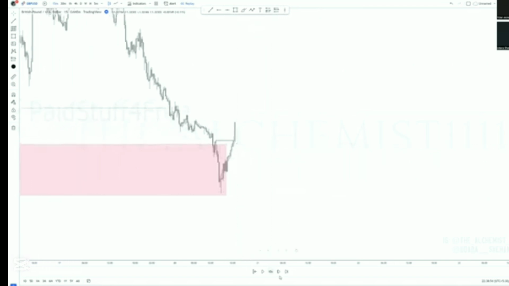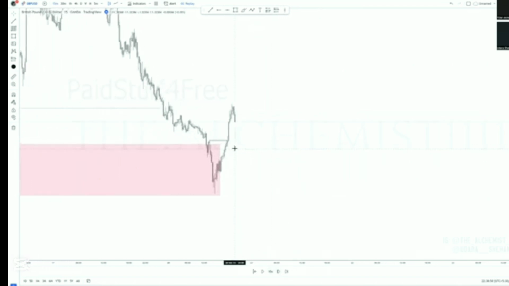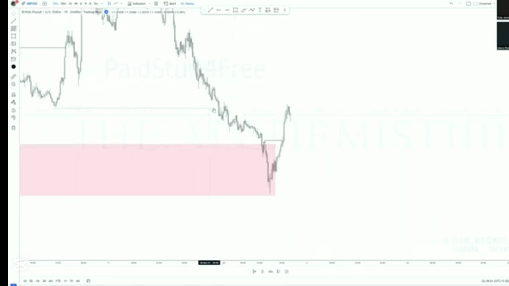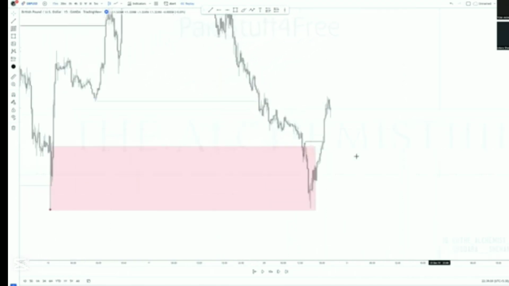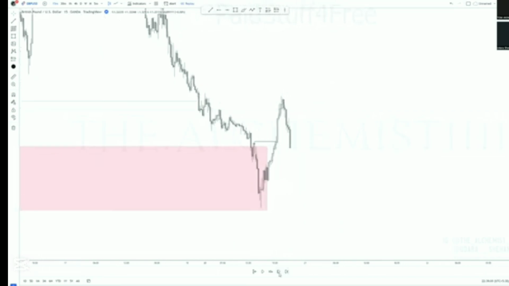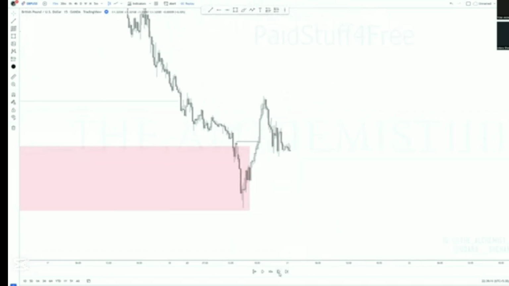Look at the time. It is 8 a.m. my time, 8 p.m. my time. So that is too late in the day. That is 3 hours after New York, so it's too late in the day. So let's wait for the next day's Asian session to end, and let's look for a setup.